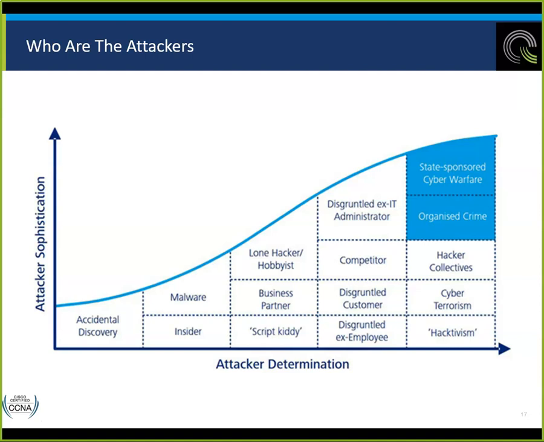And then we have the lone hacker, the hobbyist, the business partner, and the script kiddies. Script kiddies, that's probably what I am, but script kiddies, you find a script on the internet and use it to compromise something or to just be an irritant, maybe a denial of service or whatever else. They have very low sophistication. Next is going to be the malware or the insider, and then after that, the least is going to be the accidental discovery, and we're going to have that.